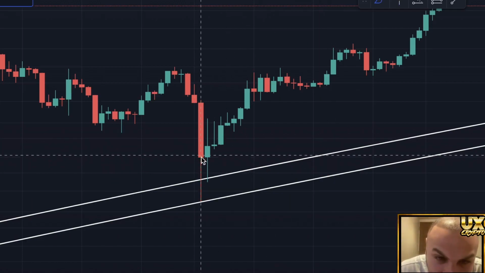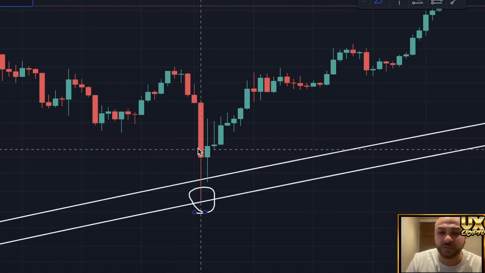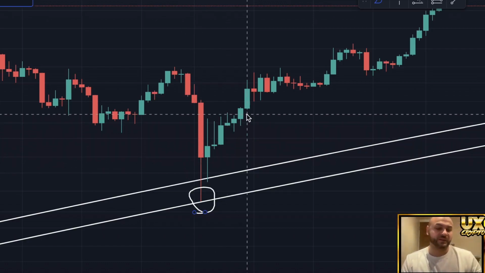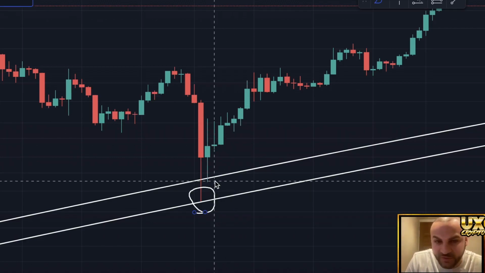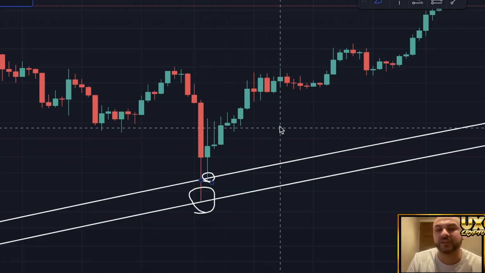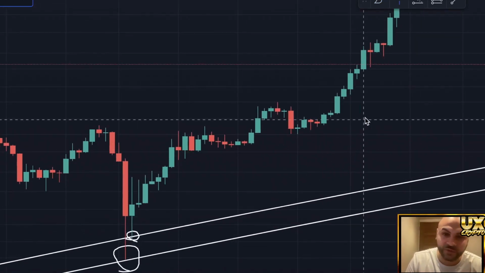So we had a straight wick down to that bottom line here. And obviously the COVID crash was a big crash with a lot of liquidity gone, and then we went back up and then had resistance around here as well, right? And the same support line, and then we eventually go into a bull market.